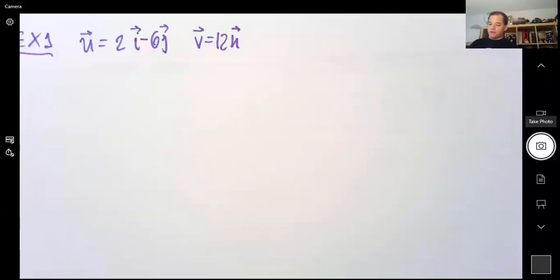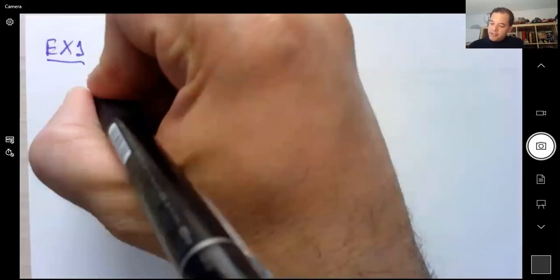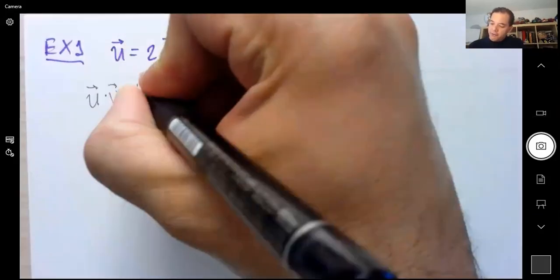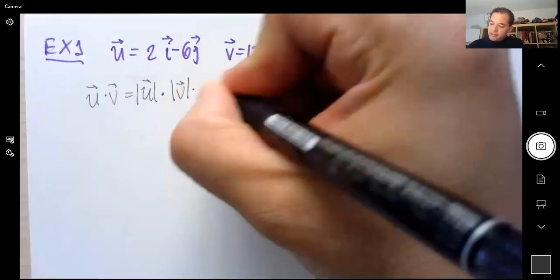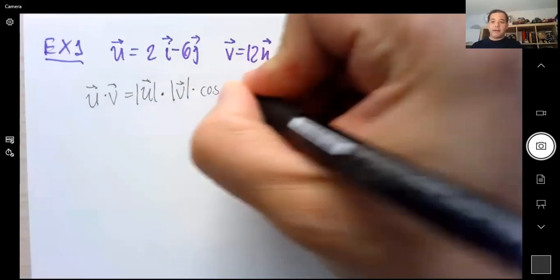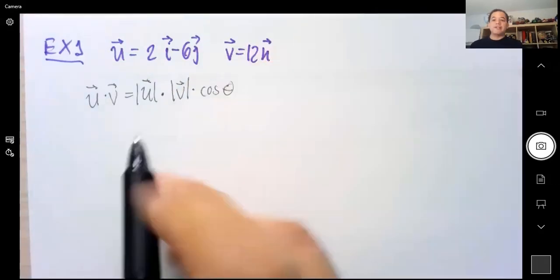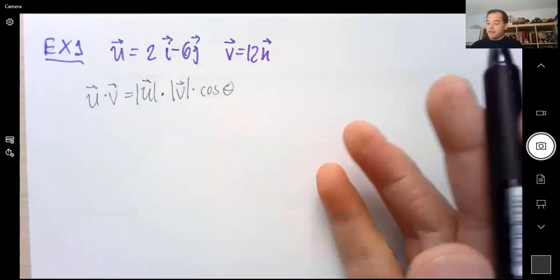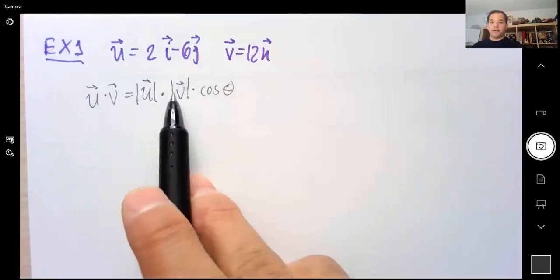All right, so what is the definition? Let's write it here. U dot V is the magnitude of U times the magnitude of V times the cosine of theta, right? So this is the recipe, and we see the ingredients right here. We need the magnitude of U, we need the magnitude of V, we need cosine of theta.